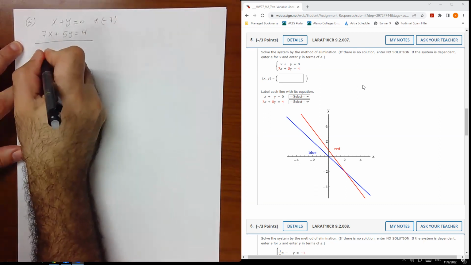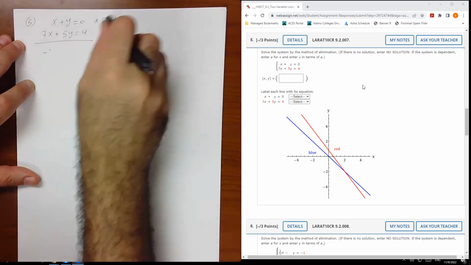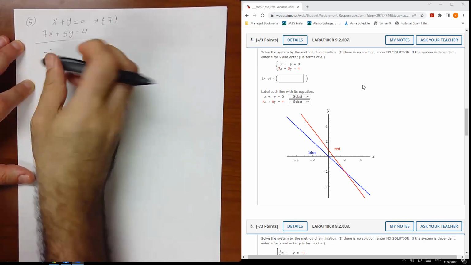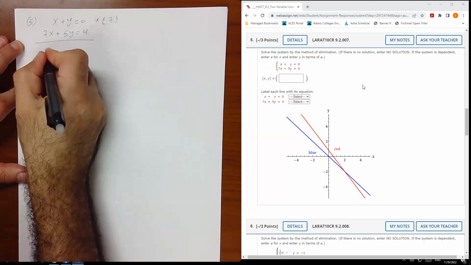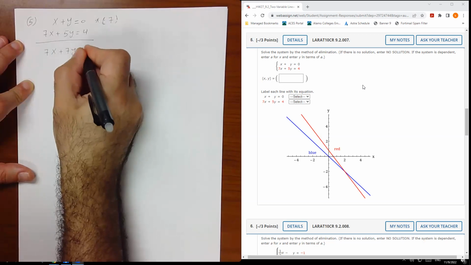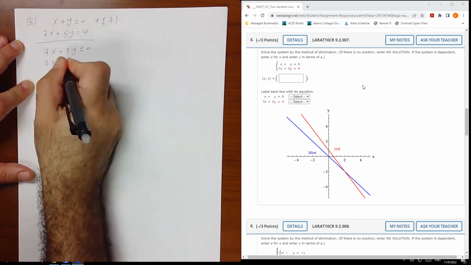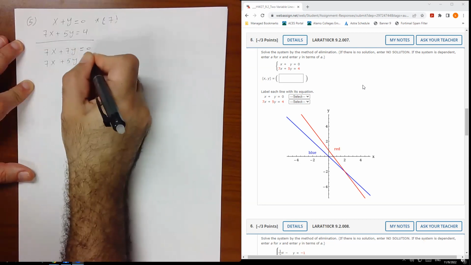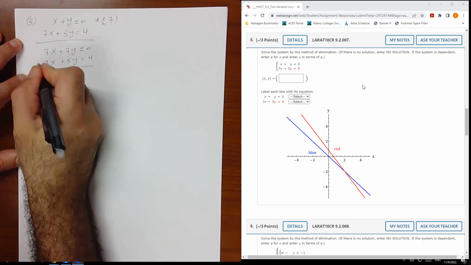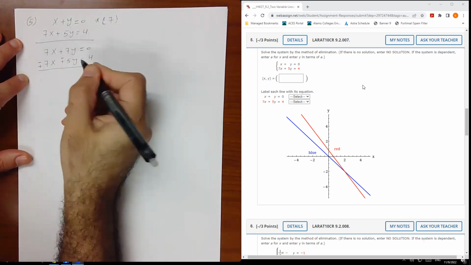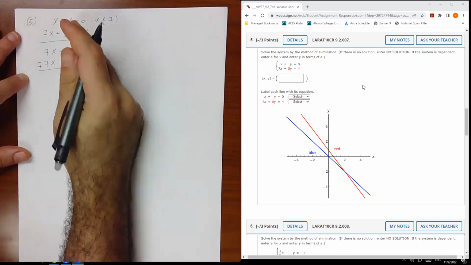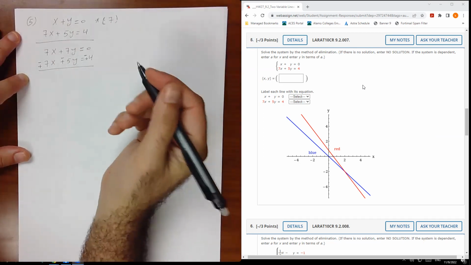I'm going to multiply this one by 7, changing the sign. I always use positive. So I'm doing 7x plus 7y equals 0, and here is 7x plus 5y equals 4. And then I'm changing the sign, positive, negative, and positive, negative. So both ways are going to be right. If you multiply by -7 right away, it's also going to be the same solution.